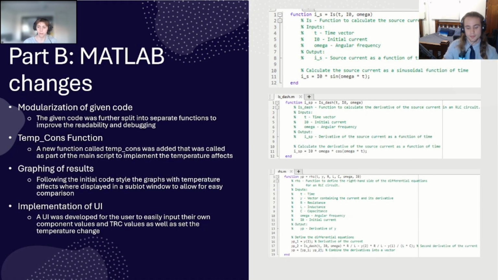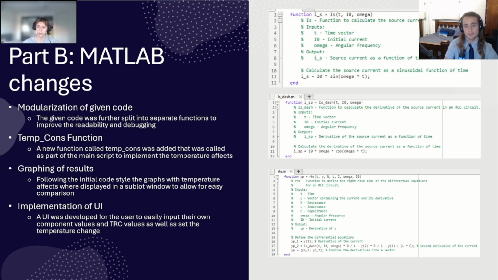The initial code underwent significant improvements, primarily focusing on modularization, temperature implementation, result visualization, and user interface. The code was further modularized by splitting it into separate script files in the MATLAB project, mainly a graphing function and a temperature function. These functions were then called within a main script to enhance the readability and debugging of the project.